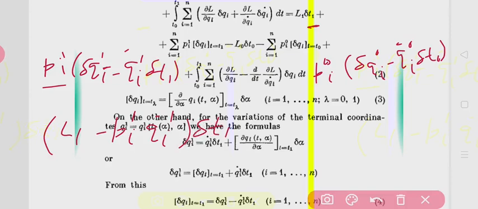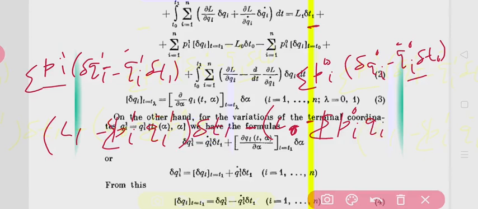Similarly, if I collect the terms for delta t naught, I take common delta t naught, when you take that, plus of L naught. And that will be, from here you can check, minus of p_i naught, the summation you have to apply over there, summation of p_i naught delta q_i naught dot, right. This value will be there into delta t naught, right.